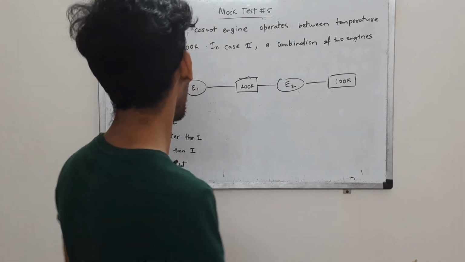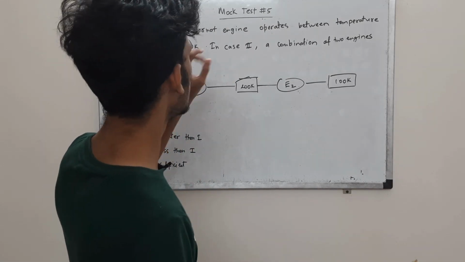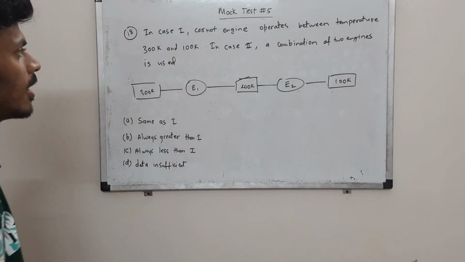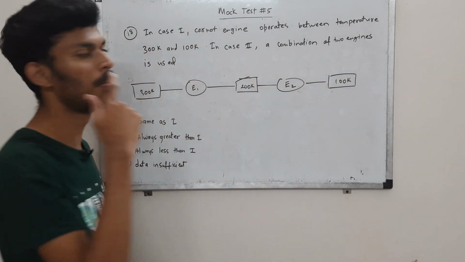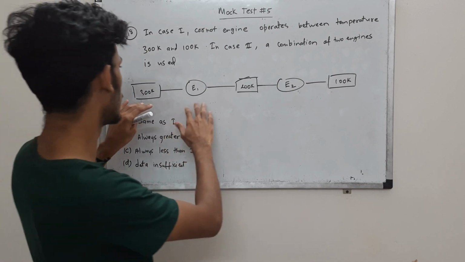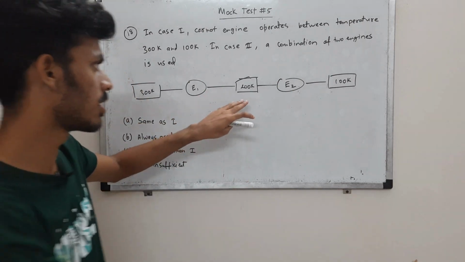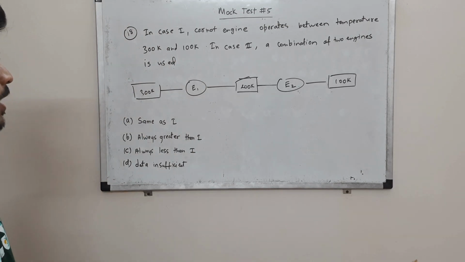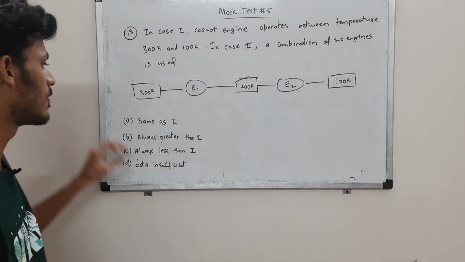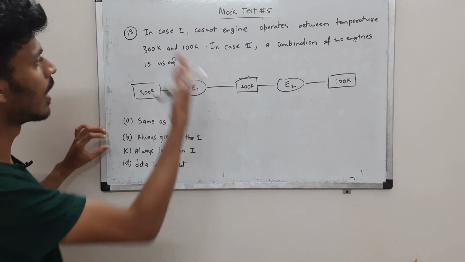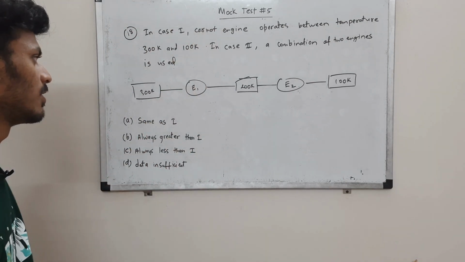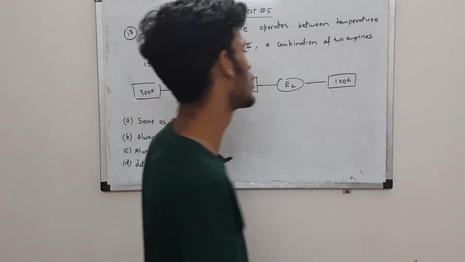In question 18, we have case 1 where we are using a Carnot engine which is operating between temperature 300 Kelvin and 100 Kelvin. In case 2, we have a combination of two engines. The first one is working between these two temperatures, and the second one is working between those two. You are supposed to tell whether the efficiency in both the cases will be same, or case 1 will have greater, lesser, or the data may be insufficient. You are supposed to select the correct choice over here.